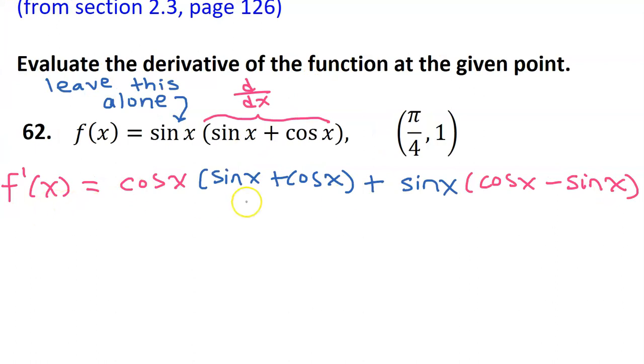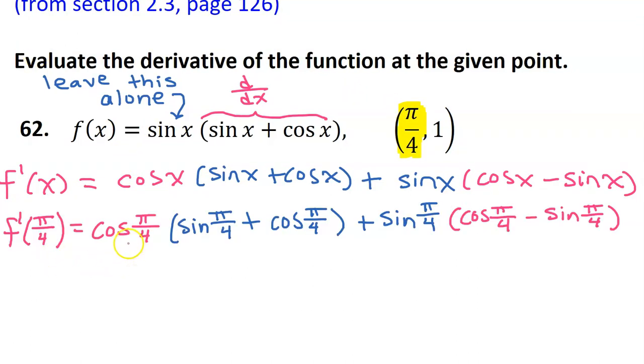This is the derivative, and we need to evaluate this at the point pi over 4 comma 1. But that really means evaluate at the x value of pi over 4. So just remember that both the cosine of pi over 4 and the sine of pi over 4 are equal to radical 2 over 2. So let's make that substitution.